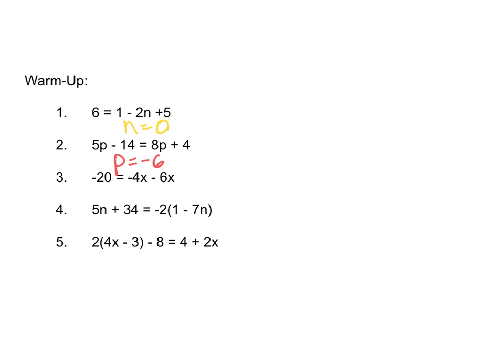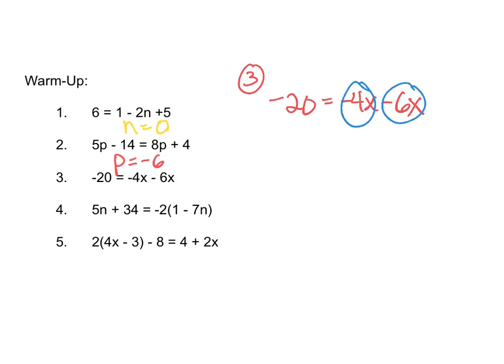All right, let's look at number 3. Number 3 is negative 20 equals negative 4x minus 6x. Now I'm going to look at it and go, okay, is there anything I can combine on either side? I can combine the negative 4x and a negative 6x. How many x's do I have? I have negative 10x.